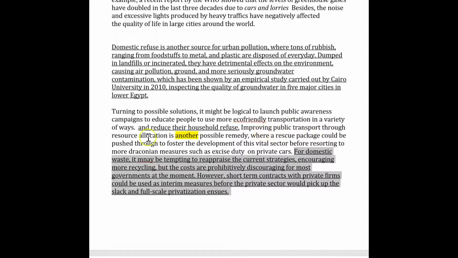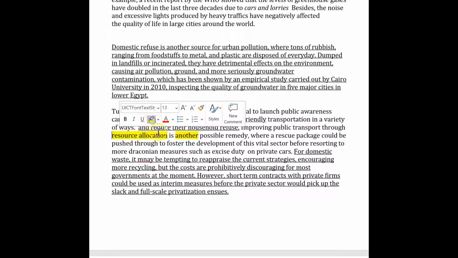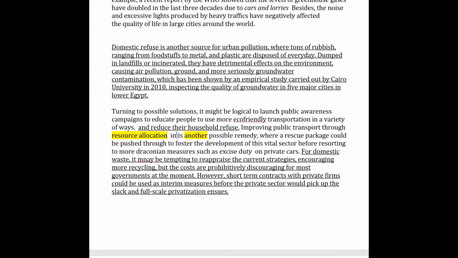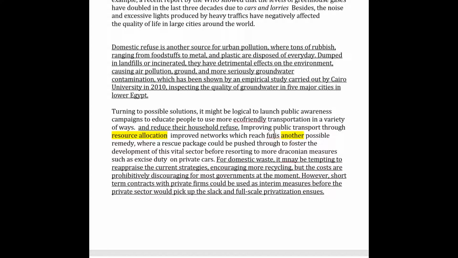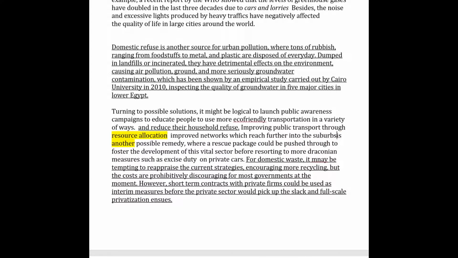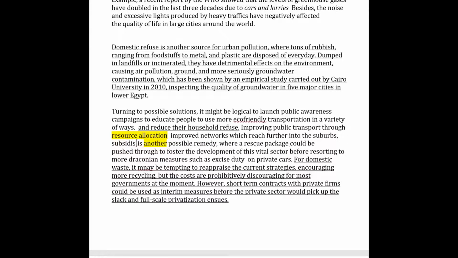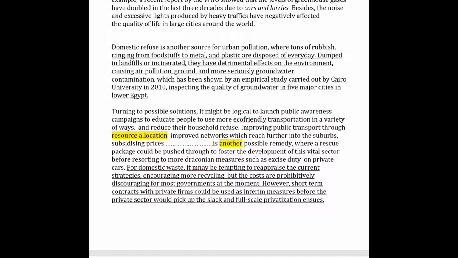Improving transport through resource allocation. What do you mean resource allocation? I don't understand what you mean there. So do you mean like through improved networks which reach further into the suburbs? Yeah, subsidizing prices. You can talk about green cycleways. You could talk about people using bicycles. You could talk about shared cars. There's a lot that you can add here to develop this more fully.